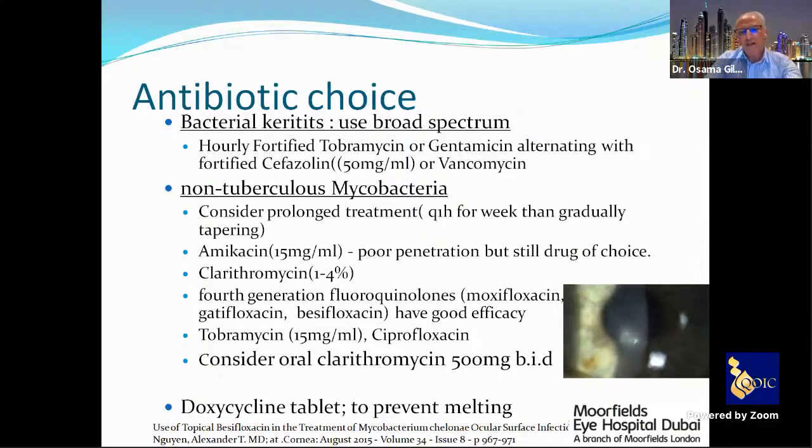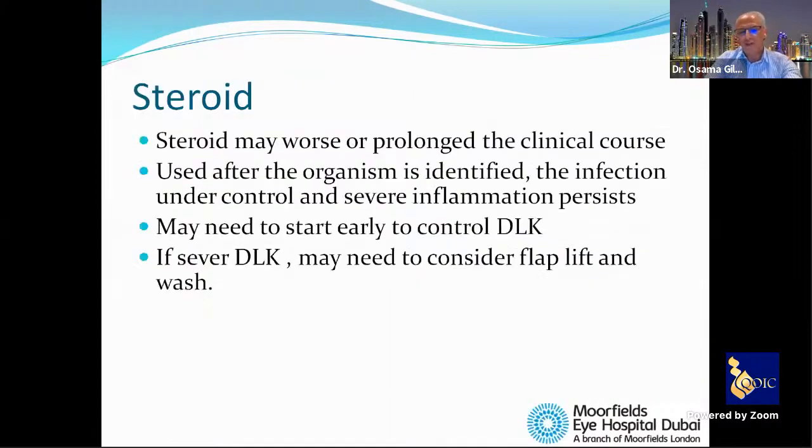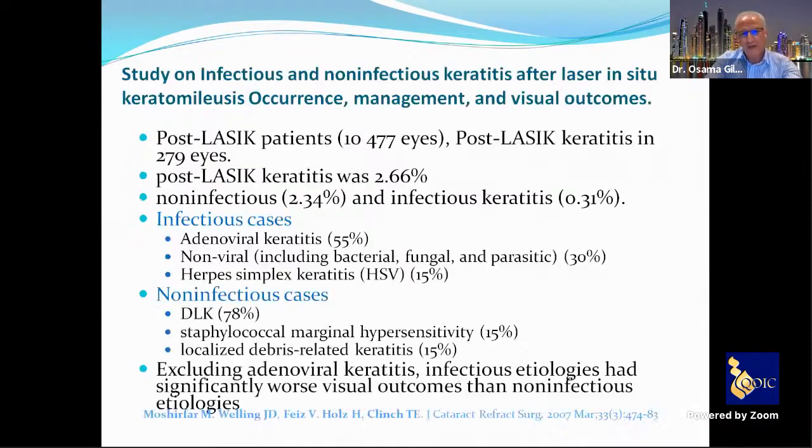Always consider oral systemic treatment for this patient, but also with any corneal infection, especially after laser, you don't want to have any flap melting, so always start with doxycycline to prevent melting, because you don't want to change the refraction either. A steroid may worsen the condition, and you need to identify the organism. Once the patient improves, you start the steroid treatment. But if you have severe DLK, you may consider flap lift and wash as a treatment for both the infection and the inflammation.